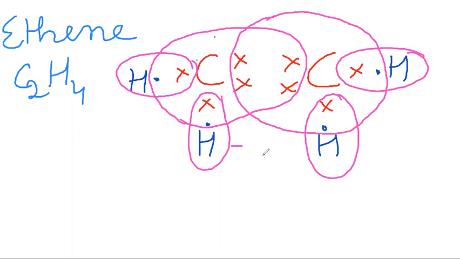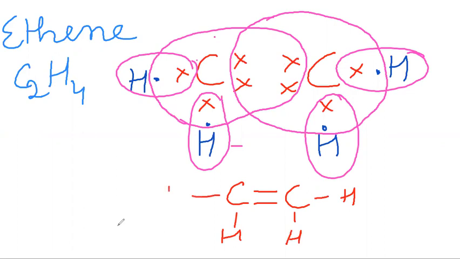In this way, we can see that carbon atoms are sharing 2 pairs of electrons. One pair of electrons, second pair of electrons. So we have a double bond between these carbon atoms as they are sharing 2 pairs of electrons, and single bonds with the other 4 hydrogen atoms. So in this way you can draw the electron dot structure of ethene.